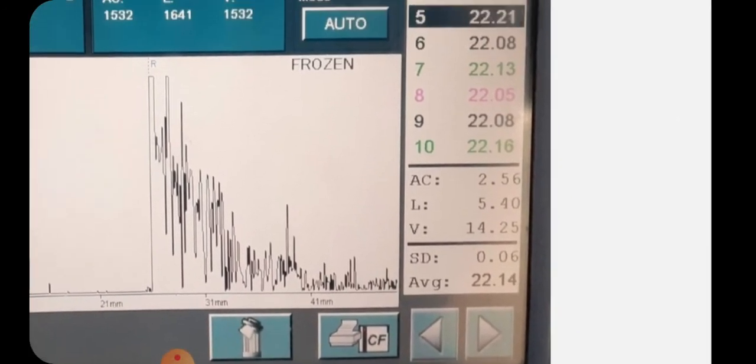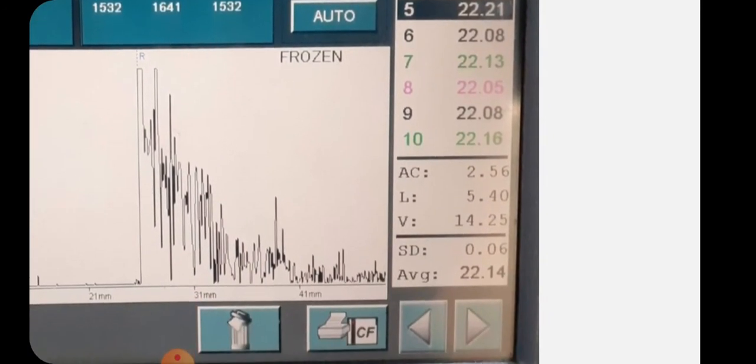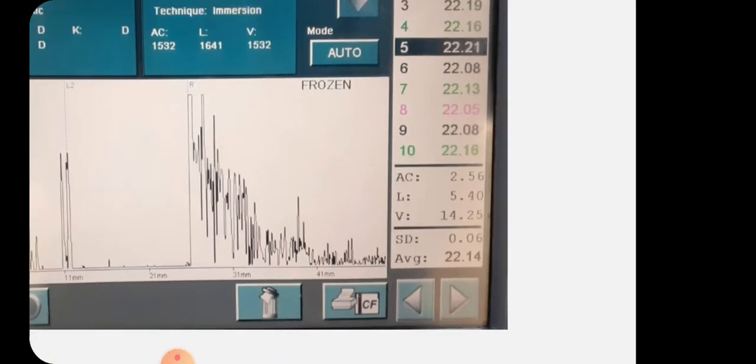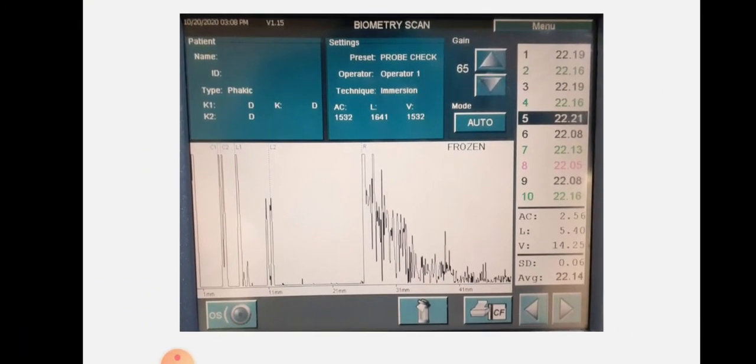And here you can also see the AC depth that we can calculate by the scan method, and then the lens, and then the vitreous depth; all are measured here. So this is the display of the scan which I showed, the scan machine by Alcon.